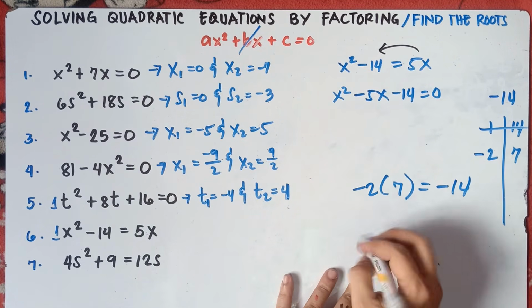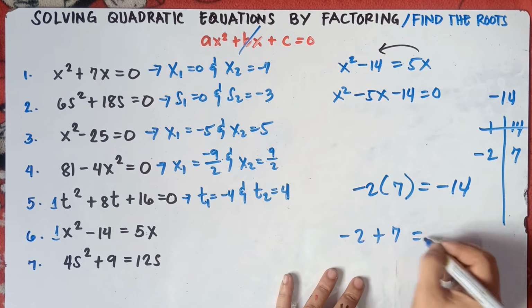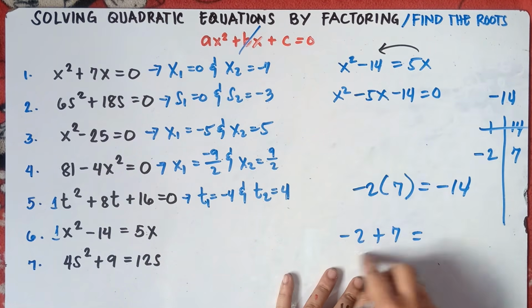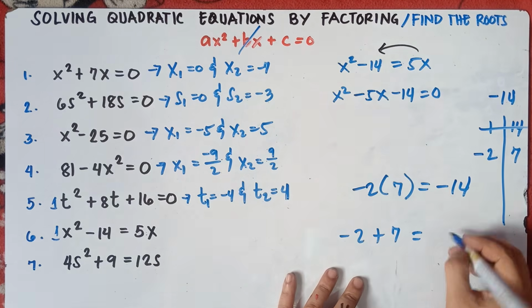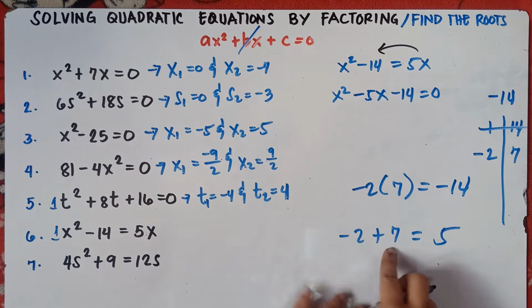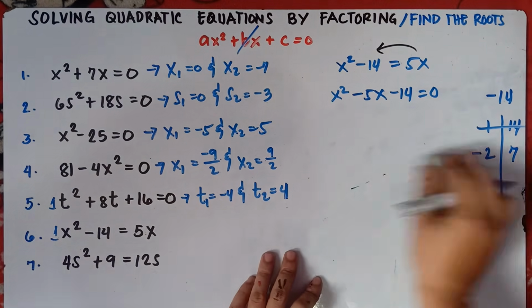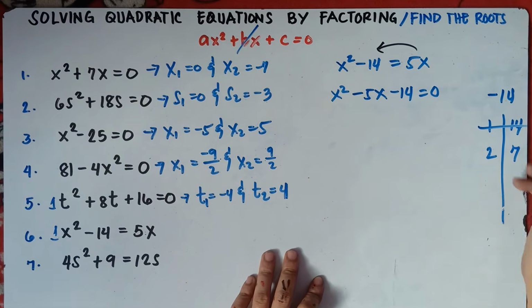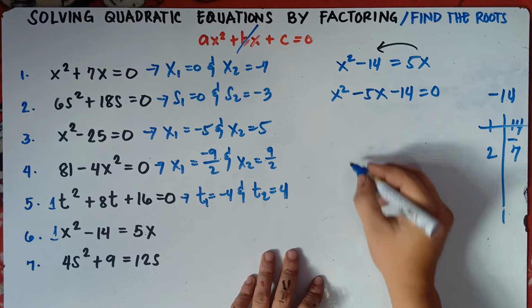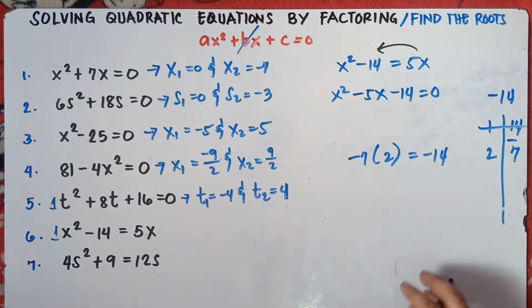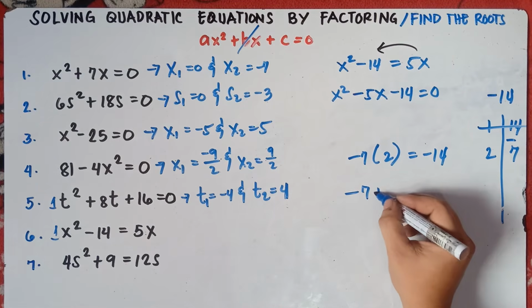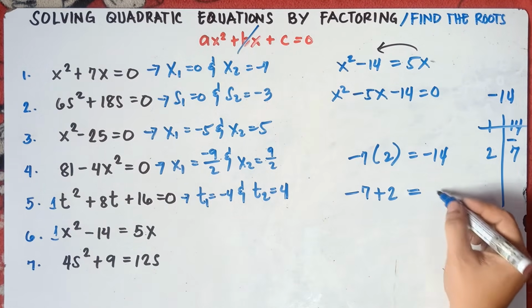But if we combine negative 2 plus 7, we will not get negative 5, because if the signs are not the same, subtract, then copy the sign of the larger number, and we will get positive 5. Negative 2 plus 7, that's positive 5. So therefore, it should be positive 2 and negative 7. Because negative 7 times 2, that's negative 14. Negative 7 plus 2, that would be negative 5.